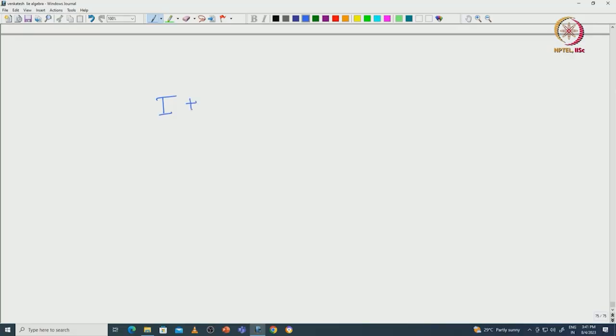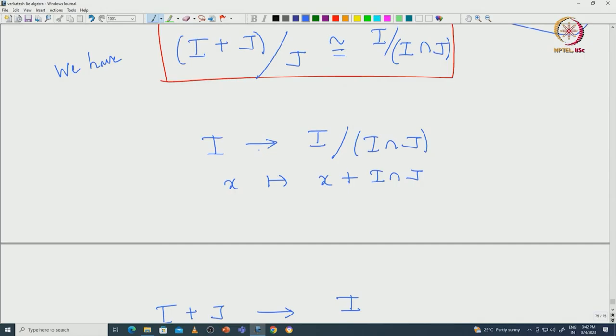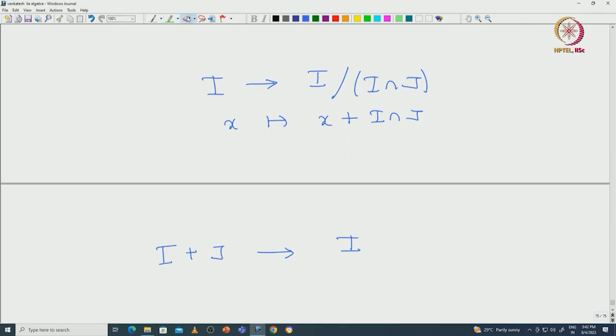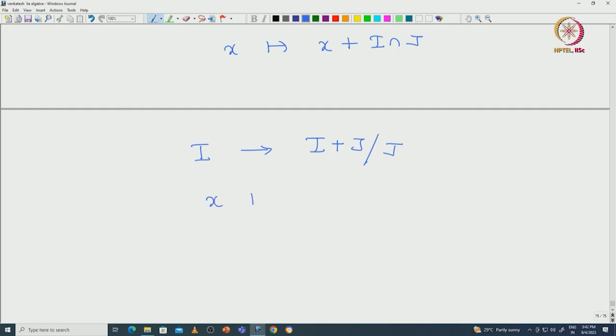So, from I plus J to this I, you just define a kind of projection. Maybe actually I can do the other way, that will be easier. Mainly we need to use this first isomorphism theorem. So, you define a map from I to I plus J mod J. What is the map? You take x and send it to x plus J, and this is a well defined map. This is obviously well defined, there is nothing to verify.